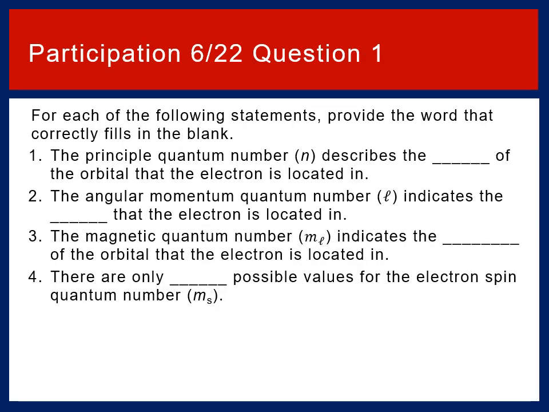Participation 622, question 1. For each of the following statements, provide the word that correctly fills in the blank. 1, the principal quantum number n describes the blank of the orbital that the electron is located in. 2, the angular momentum quantum number L indicates the blank that the electron is located in. 3, the magnetic quantum number m sub L indicates the blank of the orbital that the electron is located in. And 4, there are only blank possible values for the electron spin quantum number m sub s.